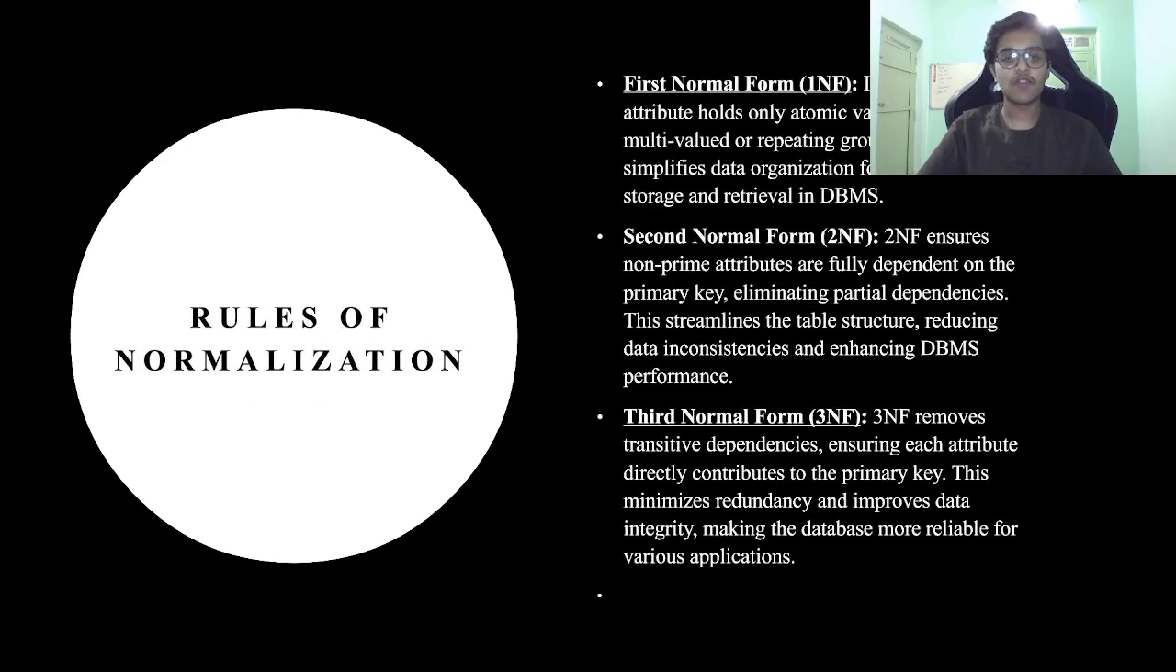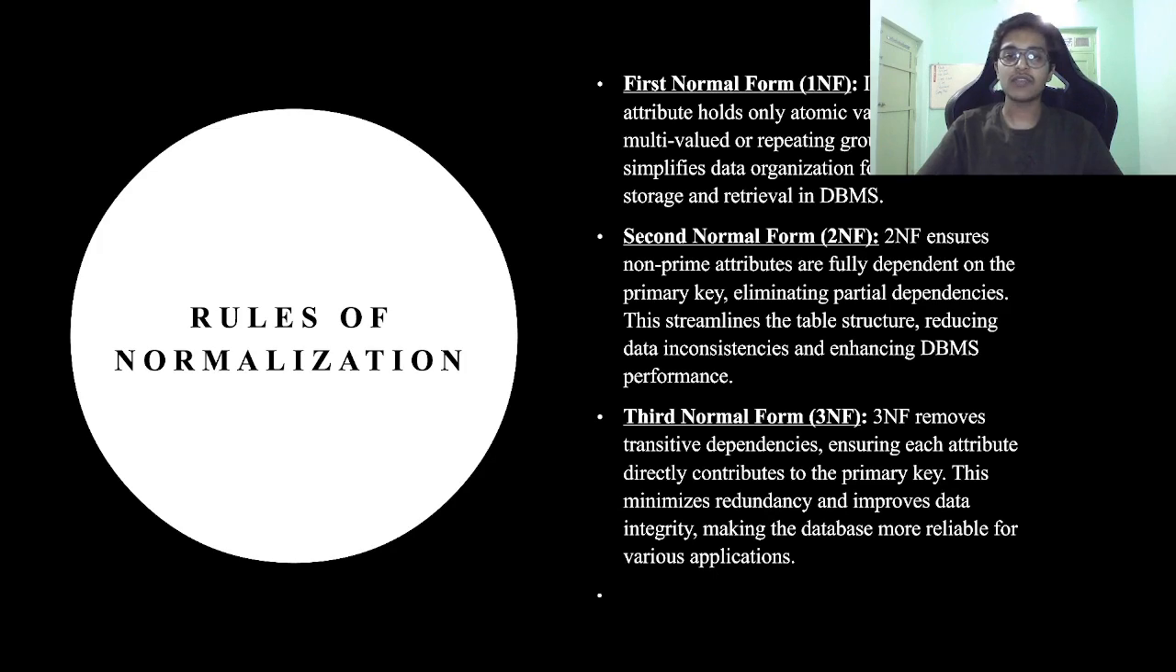We have the rules for normalization. The first one is first normal form, or 1NF. In 1NF, each table attribute holds only atomic, or indivisible, values, avoiding multivalued or repeating groups. This simplifies the data organization for efficient storage and retrieval in DBMS. The next one is second normal form, also denoted as 2NF. 2NF ensures non-prime attributes are fully dependent on the primary key, eliminating partial dependencies. This streamlines the table structure, reducing data inconsistency and enhancing DBMS performance.